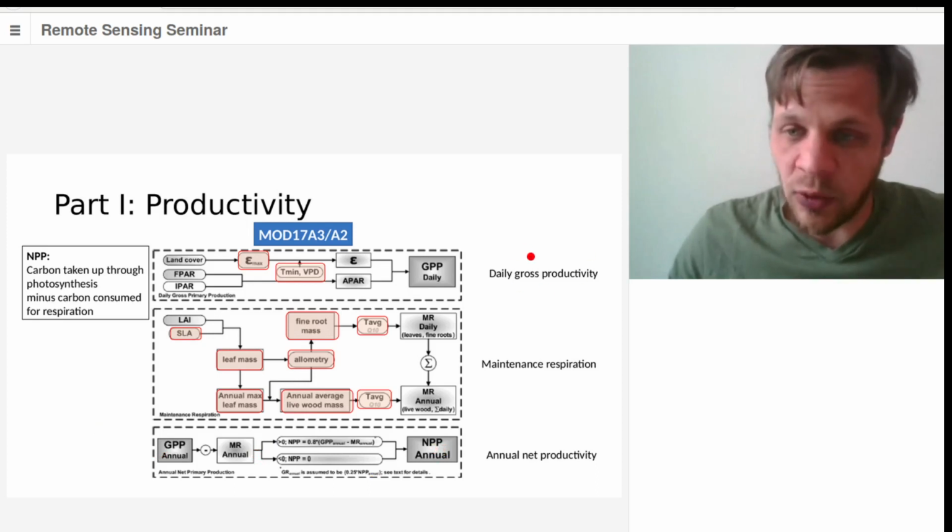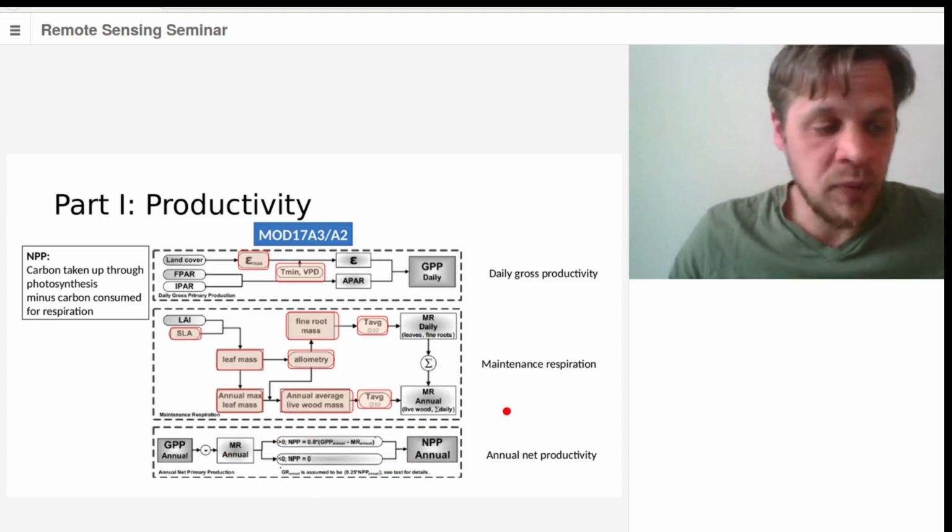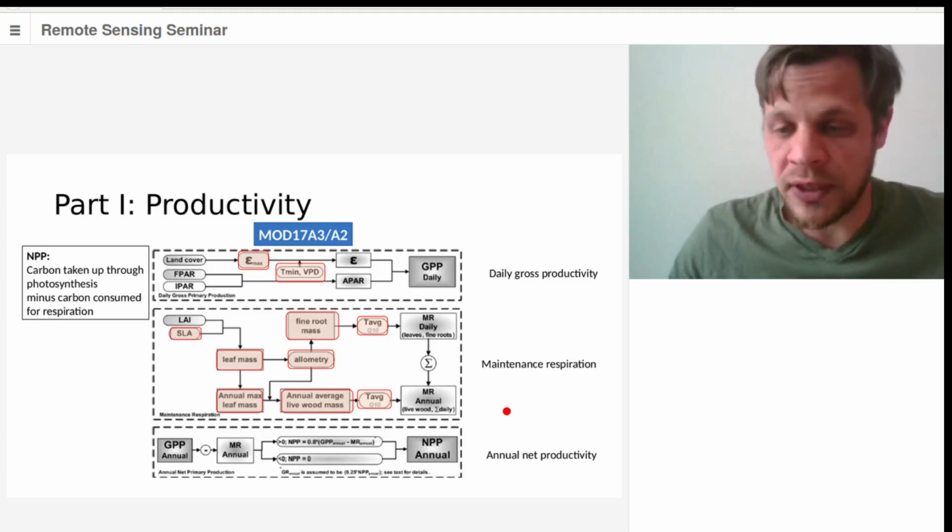And then in the end, we have this block here, which is simply the sum of this daily gross productivity from photosynthesis minus maintenance respiration. This is summed up over the whole year, so that you get an annual net primary productivity for each 500 meter grid cell. And this is the data that we use.